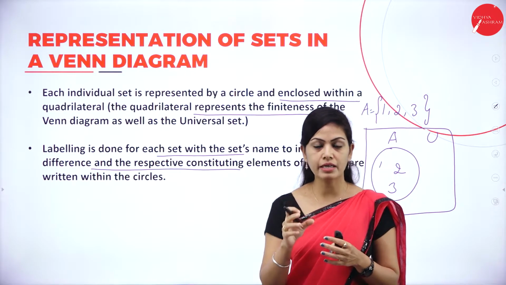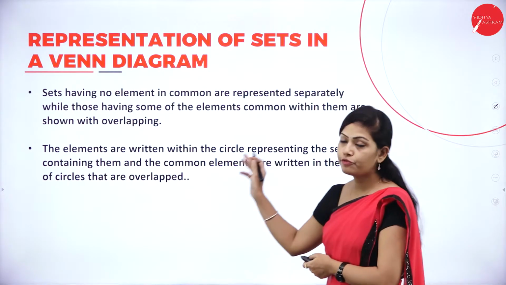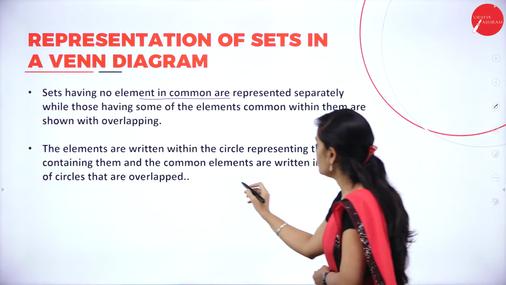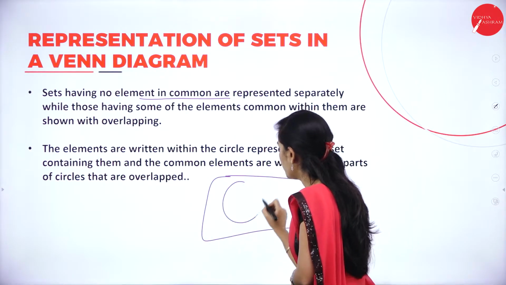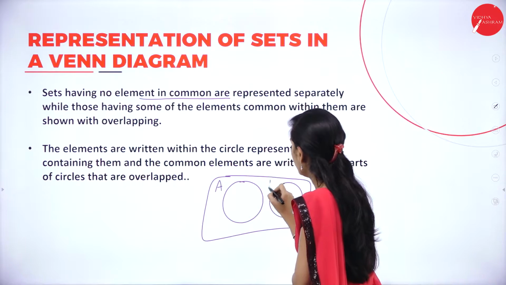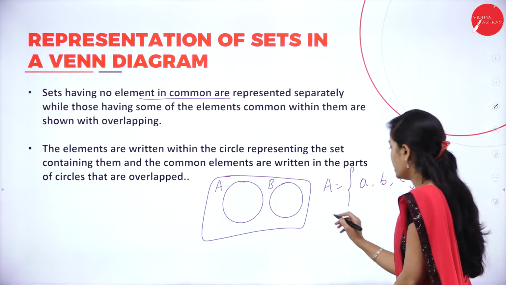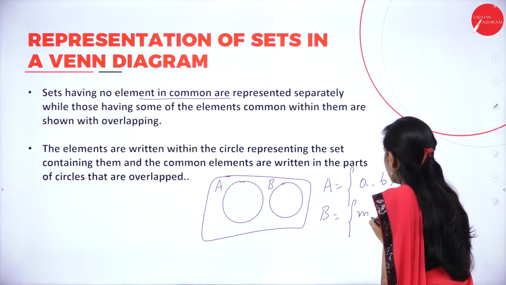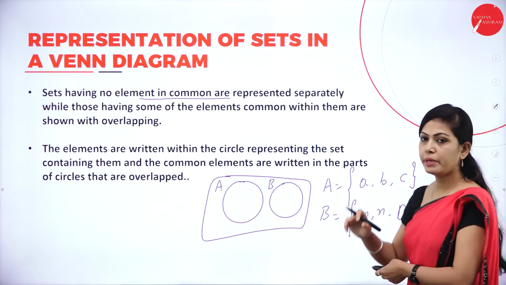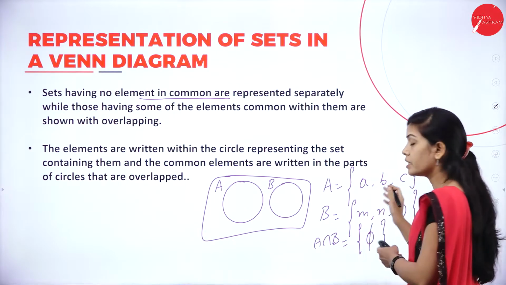A Venn diagram uses circles to represent the sets and relationships. If your sets have no element in common, they are represented separately. If your sets do not have any common element, then we can represent them separately. For example, set A and set B. A is equal to a, b, c and B is equal to m, n, o. Is there any common element in sets A and B? What is A intersection B here? A intersection B is the null set because there is no common element.